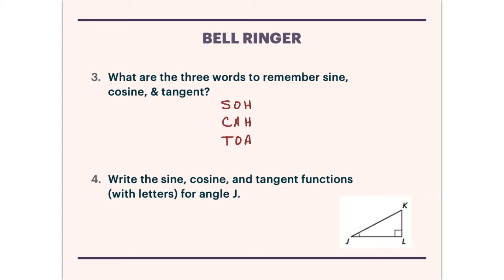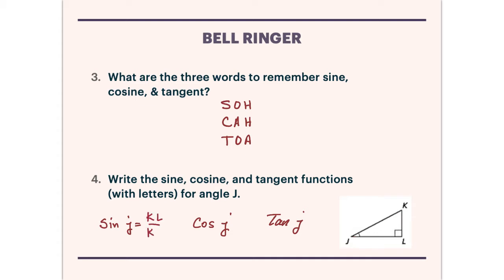Write the sine, cosine, and tangent functions with the letters for angle J. So they told us angle J, so we want to do sine of J, cosine of J, and tangent of J. Well, sine of J, sine is SOH, so it's opposite KL over hypotenuse KJ. So KL over KJ.